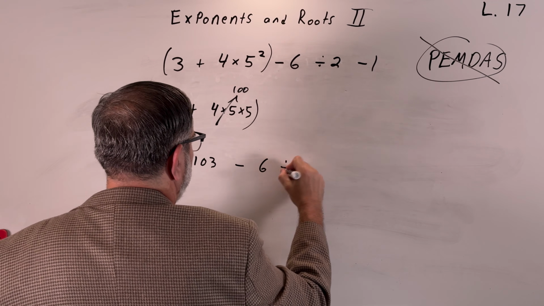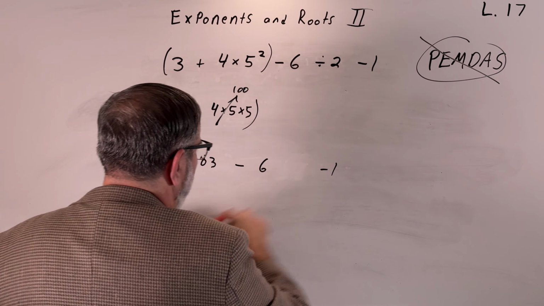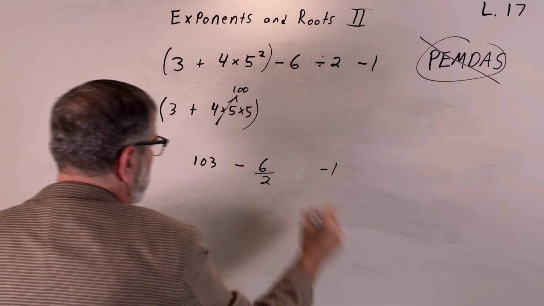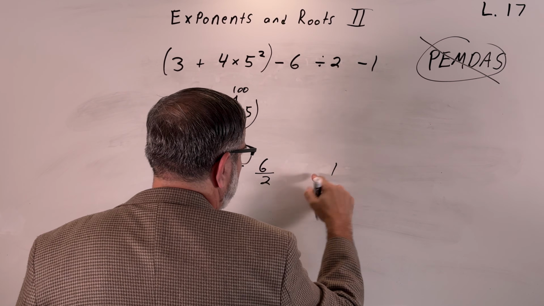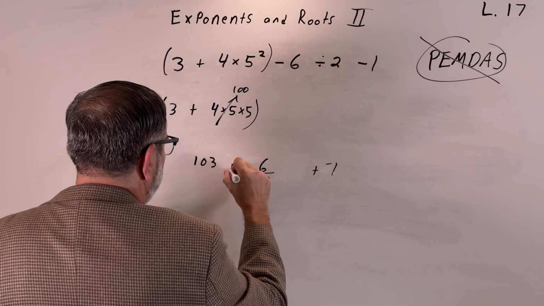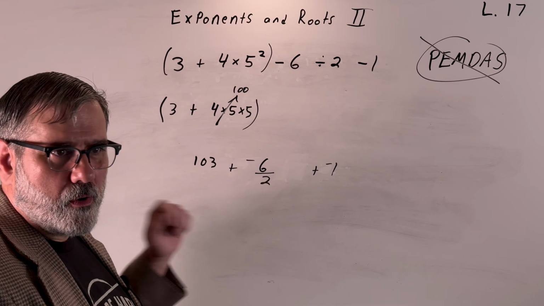Minus 6 divided by 2 minus 1. We'll get rid of that minus and divided by 2. We're going to rewrite that as times 1 over 2, which is the same thing. We're going to get rid of these minus signs. We're going to make this plus minus 1. We're going to make this plus minus 6 over 2. That's a grouping. Let's go ahead and do that.